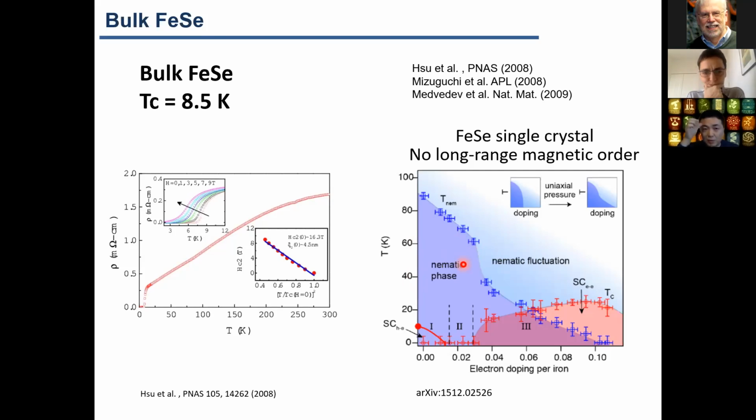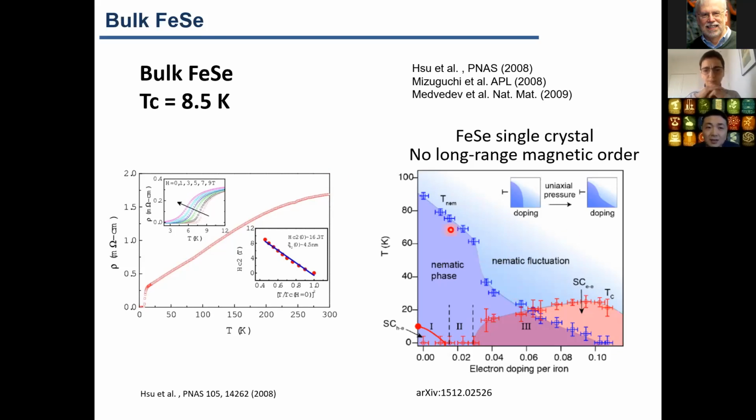And more recently, there are more studies on bulk iron selenide using inelastic neutron scattering. People start seeing evidence for spin fluctuations. Specifically, the spin fluctuation here is the stripe-type spin fluctuation. So we don't have long-range magnetic ordering, but there are some spin fluctuations, and they are quite similar to the pnictides, which are stripe types of spin fluctuation. So this is the bulk iron selenide.